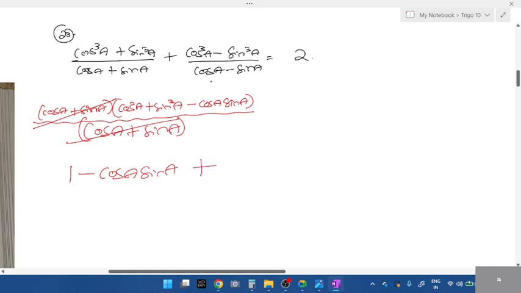I did for the first one. You all try for the second one. You'll get another value. Everything will get cancelled. You'll get 1 plus 1 is equal to 2. Try this.